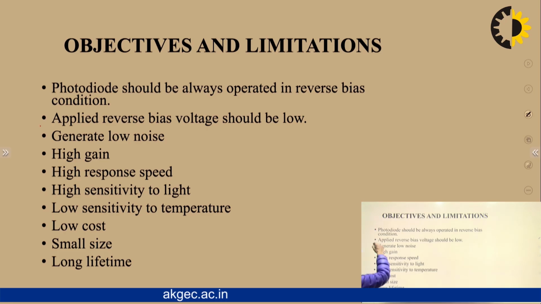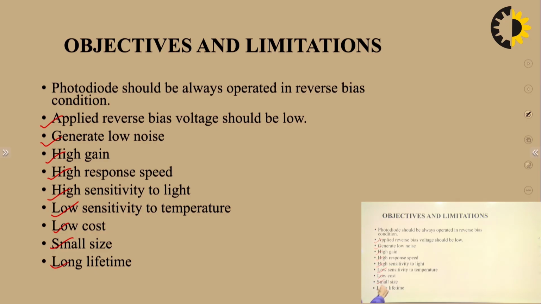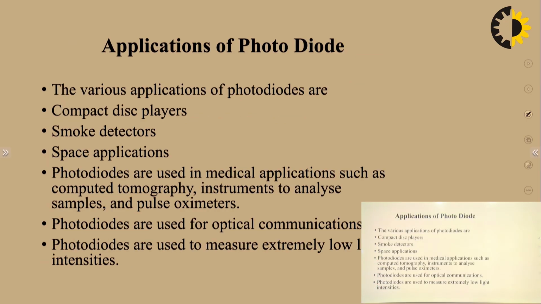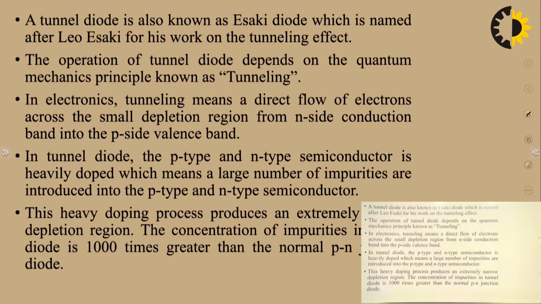It is operated in reverse bias condition. So the applied reverse bias voltage should be low, and it should generate low noise, high gain, high response speed, high sensitivity to light, low sensitivity to temperature, low cost, small size and longer lifetime. Now, its applications: it is used in compact disc players, smoke detectors, space applications, medical applications, optical communication, and also at extremely low intensities.